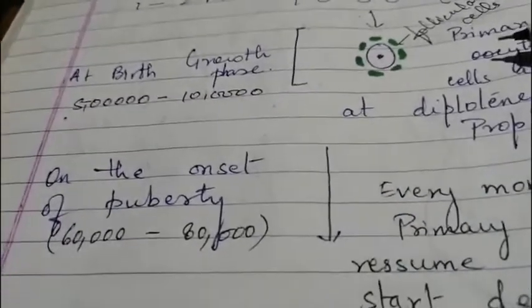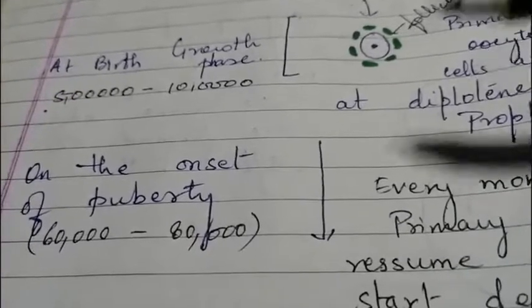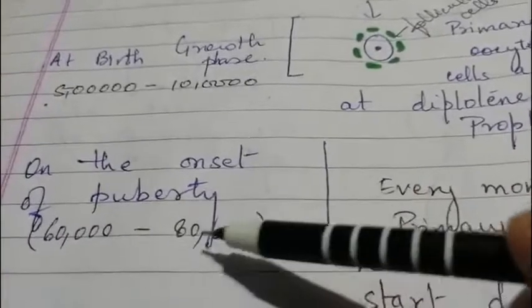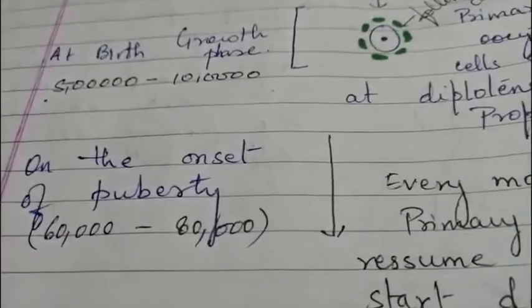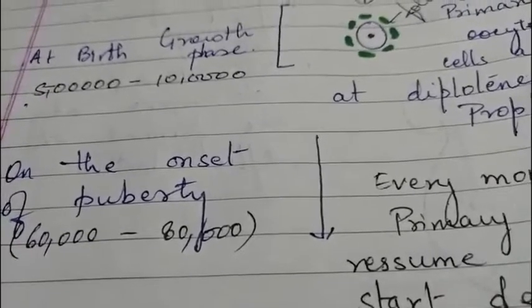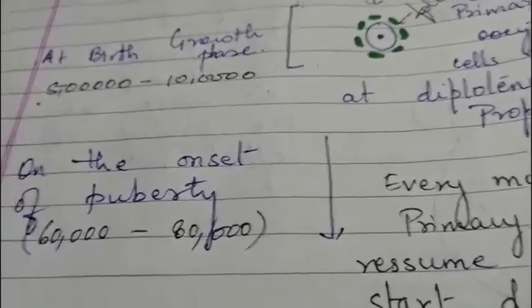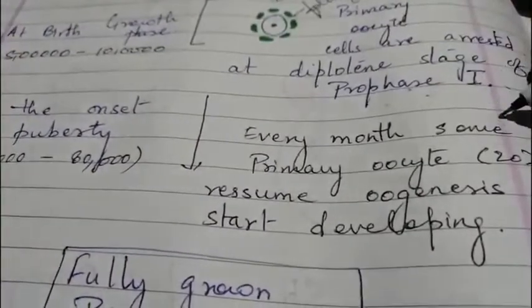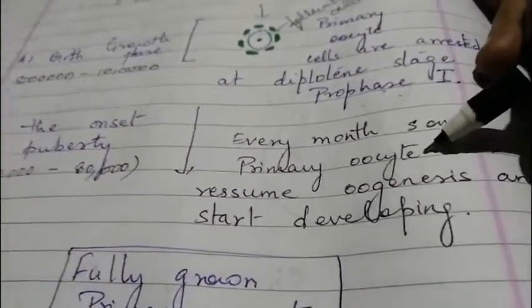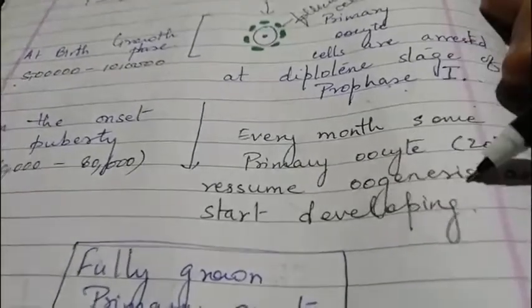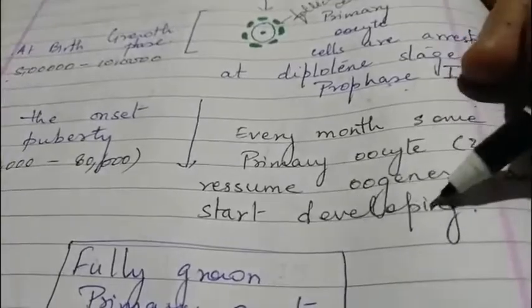And at the onset of puberty, how many oocytes remain? 60,000 to 80,000. See, what happened to the other oocytes? They die off. Okay, so now, every month, what do you find? That some primary oocytes, around 10 to 20 oocytes, resume oogenesis and start developing.